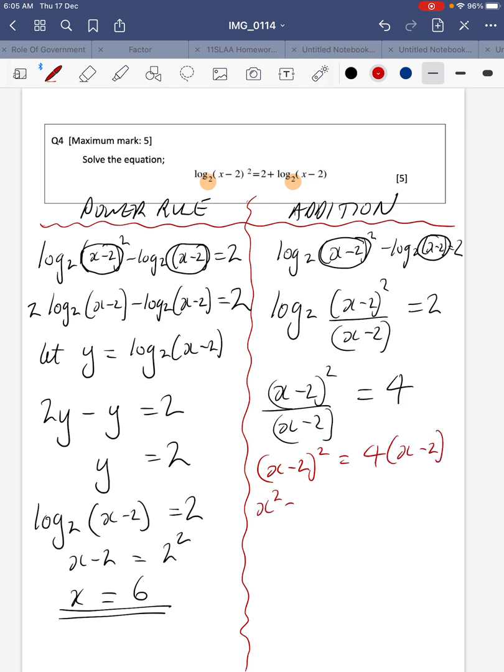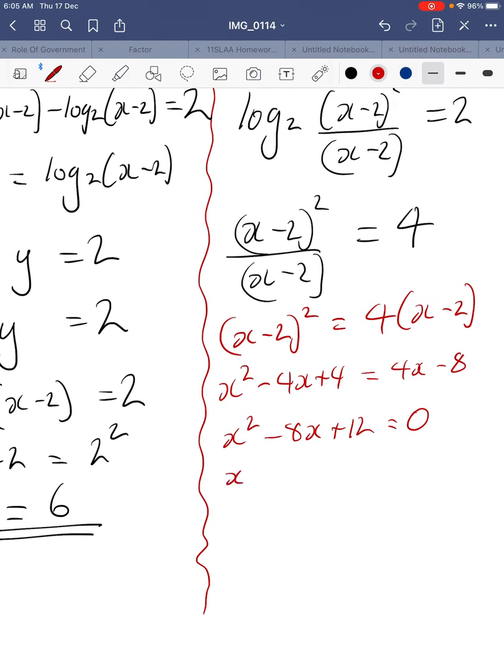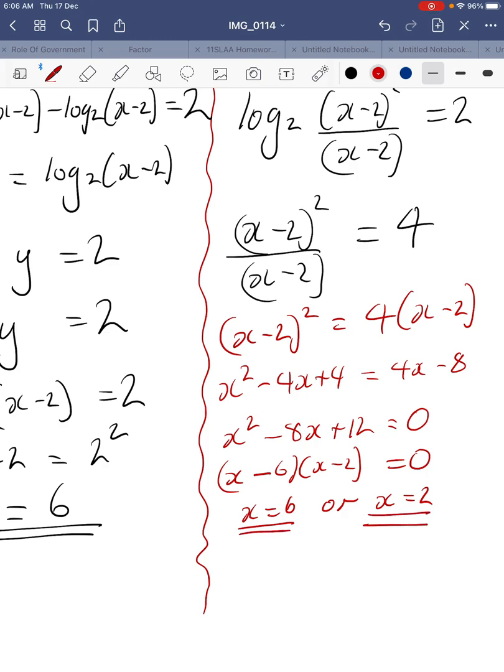Then expand here. I'm going to tidy up. Okay, so now solving this, can you see it's a quadratic? So there's going to be 2 solutions here. So here we've got x equals 6 or x equals 2. And can you see that the x equals 2 is the solution that we would have lost if we'd have gone back to here and divided through by x minus 2.